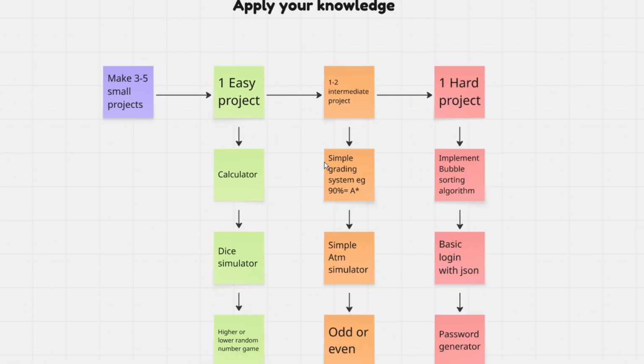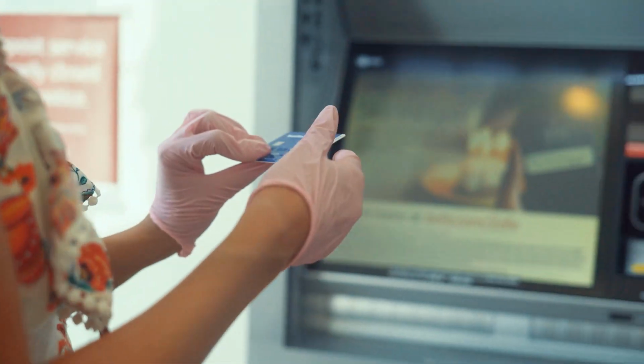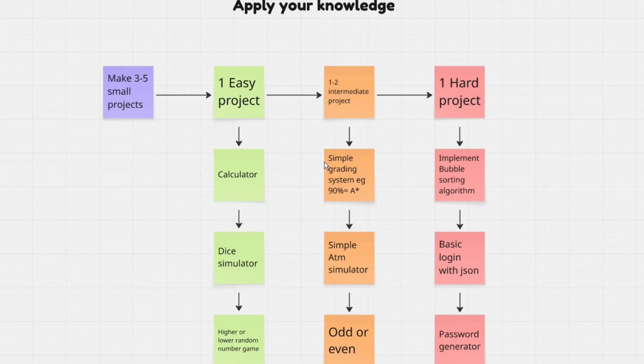Now for intermediate projects, one that I made was a simple grading system, so you give a grade to your project and it runs through some logic statements and then it gives you the grade. So like if grade is greater than or equal to 90, print A star, stuff like that. Simple ATM simulator: you make a balance, make a pin, make it able to withdraw money, obviously not withdraw more money than you actually have in the ATM, stuff like that.